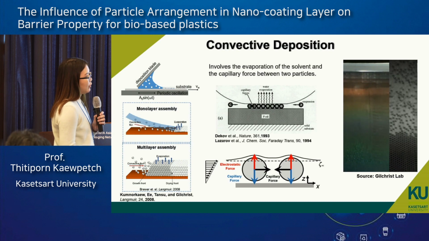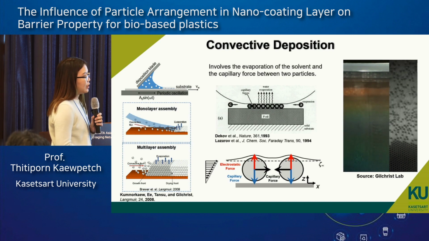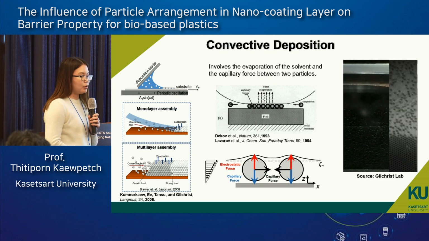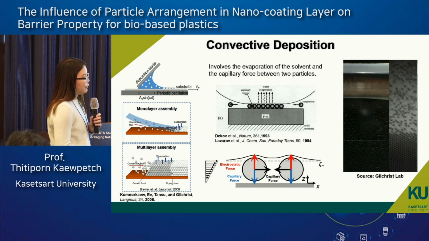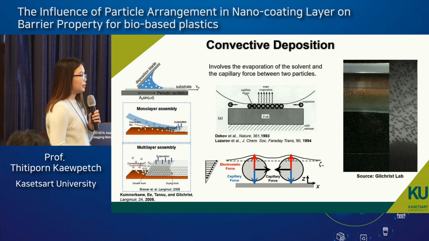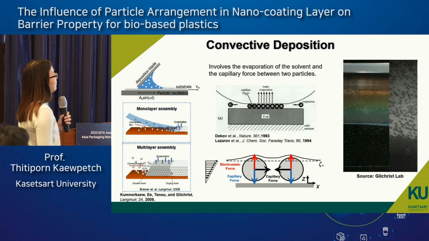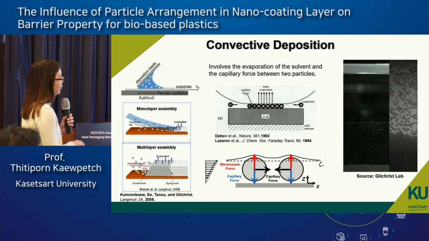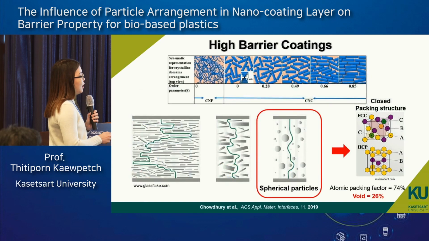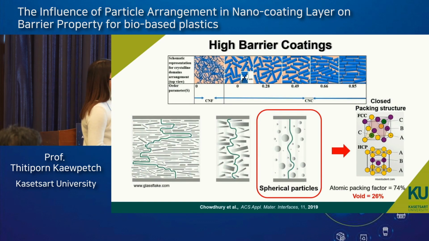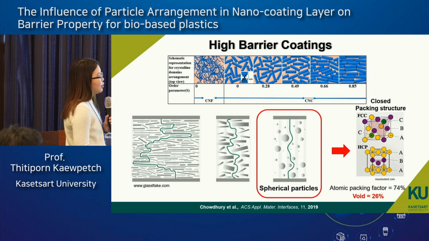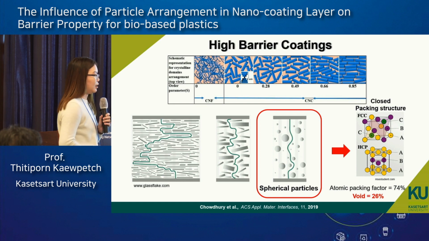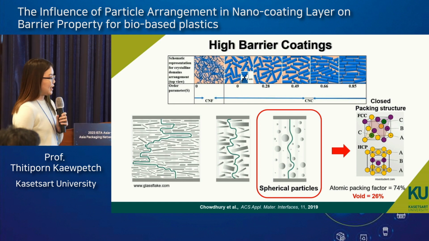This movie shows the forming of the ordered structure of the silica particles. This is a movie from confocal laser scanning microscopy. From this method, you can get multilayers or a single layer as well. From convective deposition, the final structure is a close-packed structure, FCC or HCP, which has an atomic packing factor of around 74%.